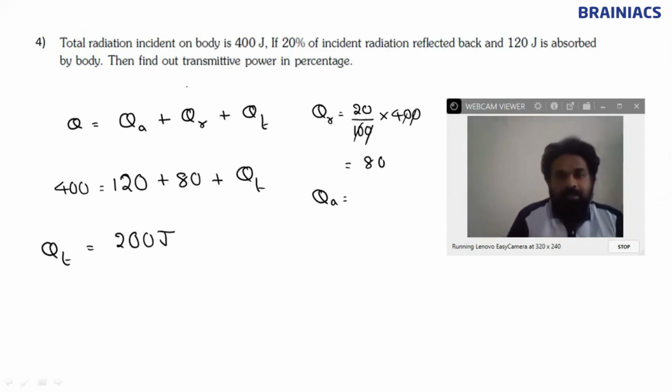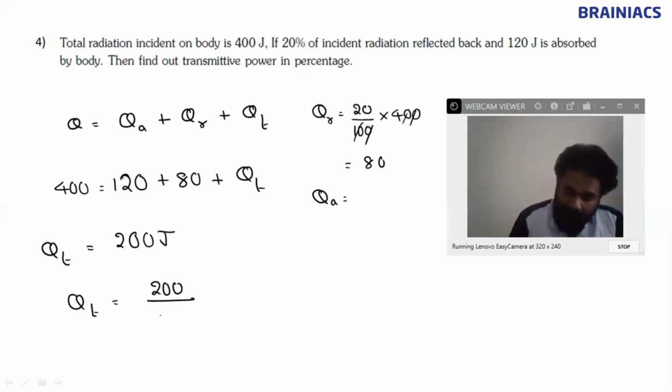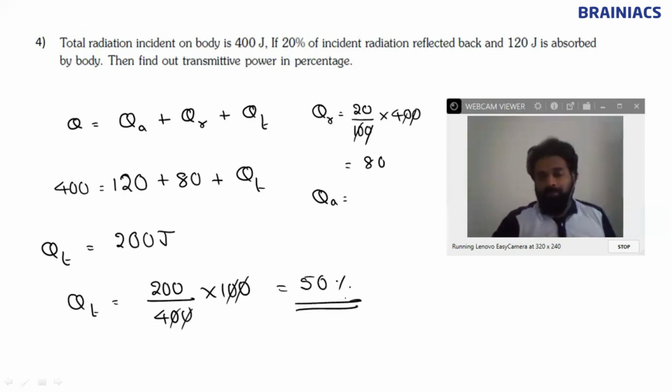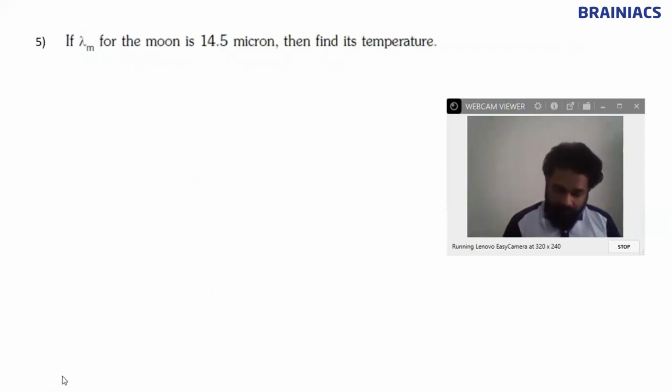What they are asking is transmitted power in percentage. So Qt in percentage is 200 divided by the total, that is 400, into 100. So this is going to be 50 percentage. So 50 percentage of the radiation is transmitted. Clear? We found the percentage of transmitted radiation. That's it, nothing else. We'll move to the next problem.